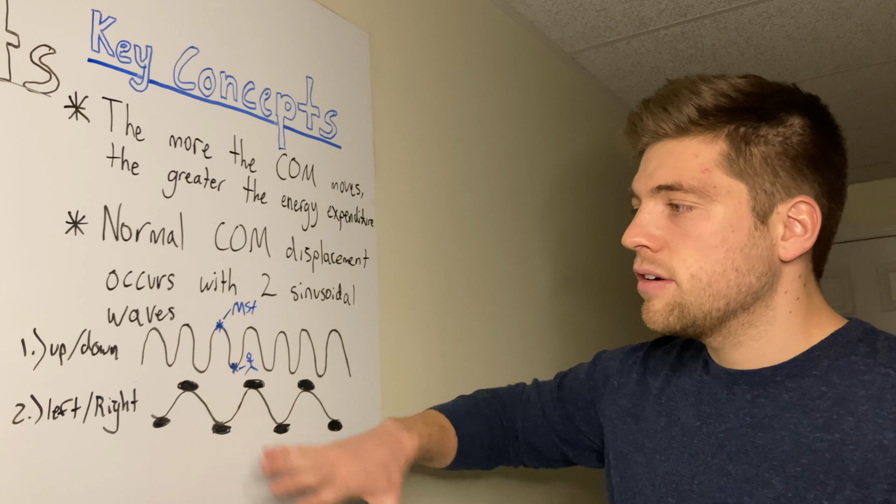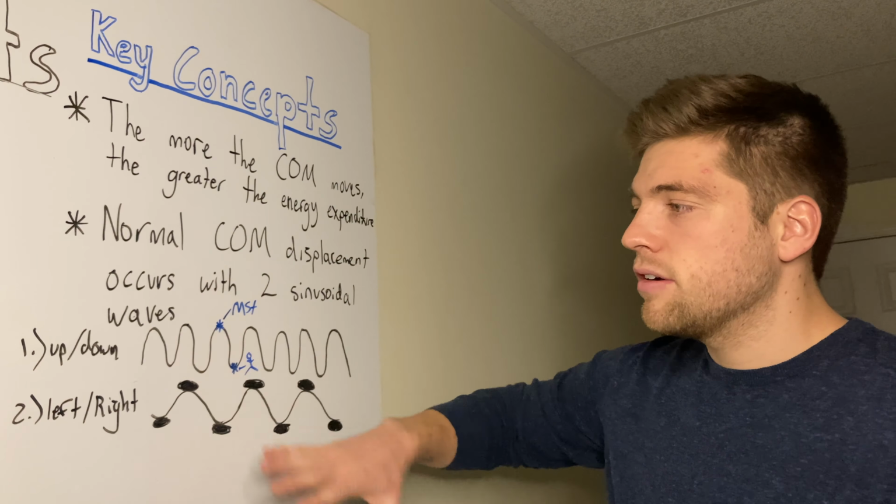Another thing is normal center of mass displacement occurs with two sinusoidal waves. It sounds a little intimidating, but all it is is that our body moves up and down as we walk. It also moves left and right. When we go up and down, the highest point is during mid stance, when we're on one leg and shifting forward, about to go onto the other foot. And the lowest point is when our legs are spread apart, also known as double limb support, when we lower our center of mass. That'll be explained in a little bit.